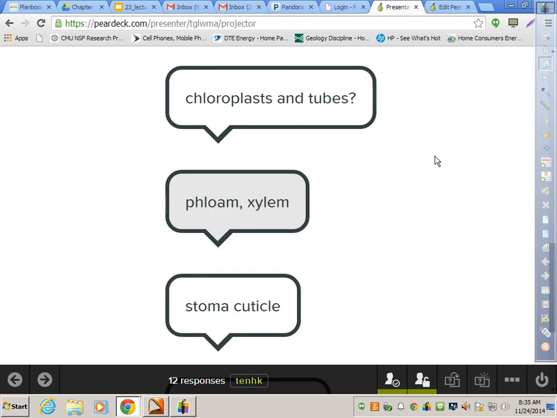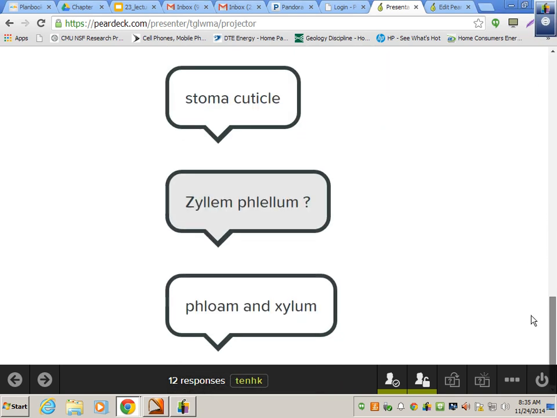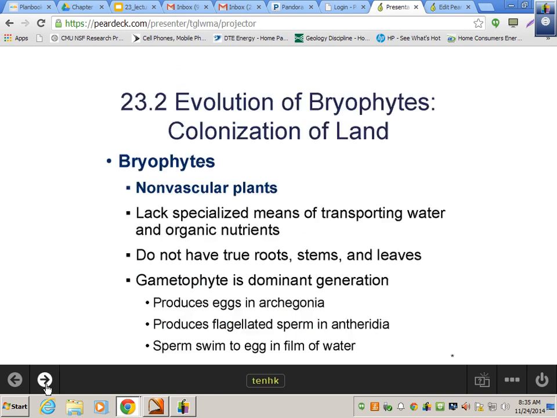Now that I remember to actually hit the button, I asked you to tell me a couple structures we left off talking about. I was indeed looking for the cuticle and the stomata. Okay, the cuticle, that outer layer, and then the stomata, the openings for gas exchange in plants.